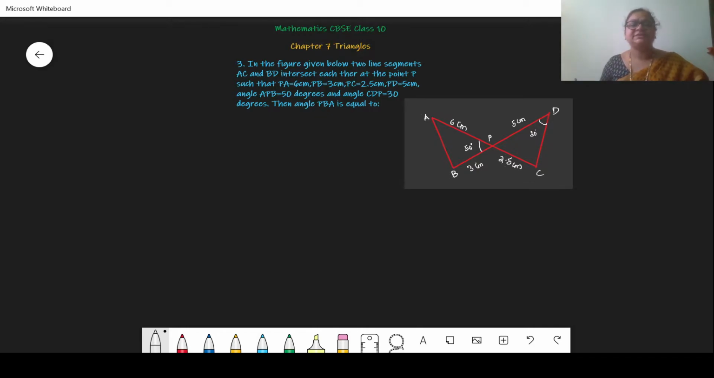In the given figure, two line segments AC and BD intersect each other at the point P such that PA is equal to 6 centimeters, PB is equal to 3 centimeters, PC is equal to 2.5 centimeters, PD is equal to 5 centimeters, and angle APB is 50 degrees and angle CDP is 30 degrees. Then we need to find angle PBA.